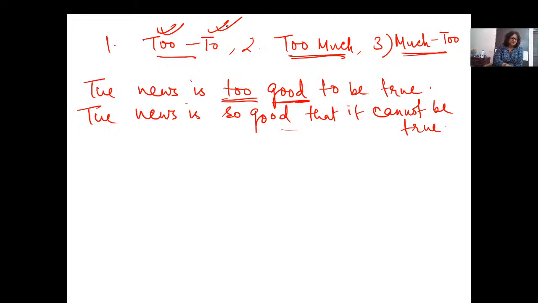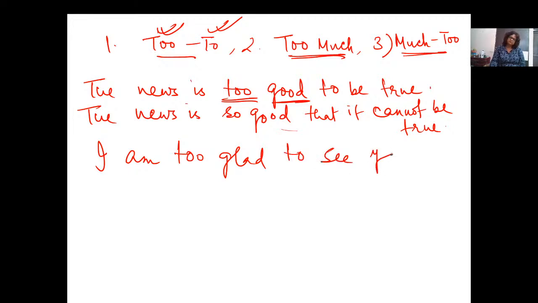One more sentence. If I am writing in this manner, "I am too glad to see you." Guys, can you tell me whether it is a right sentence or wrong? "I am too glad to see you." Is it a correct or wrong sentence?